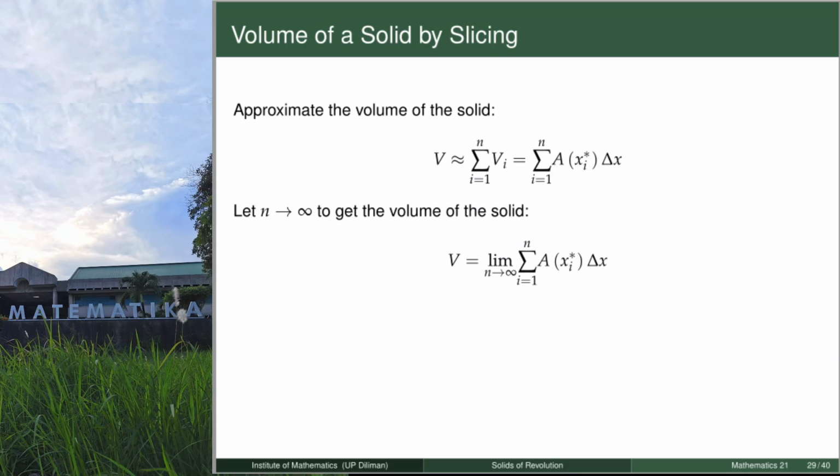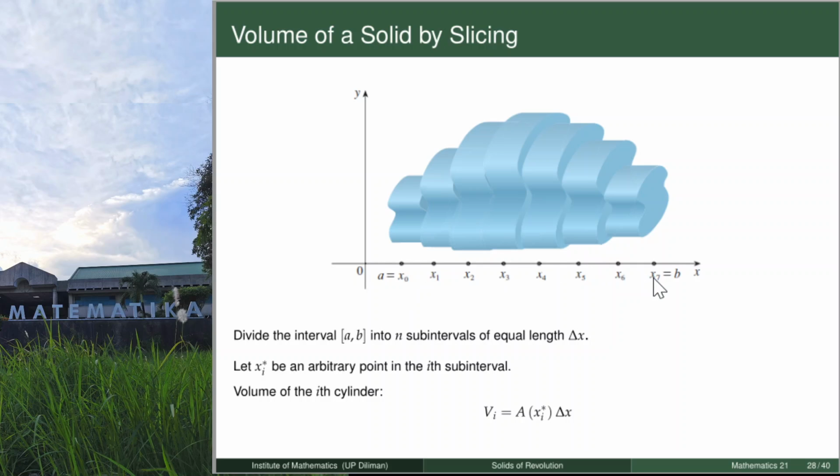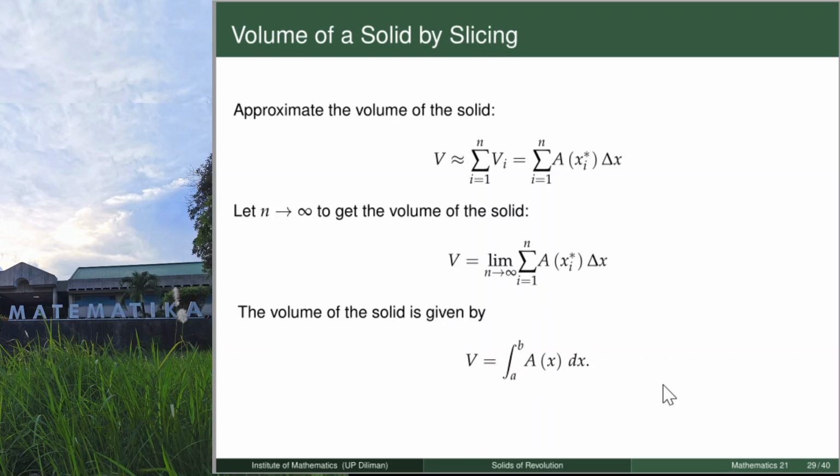And thus, the volume of the solid is given by the definite integral of A(x) dx from a to b, where [a, b] is the interval covered by the solid in the axis that we sliced, in this case, the x-axis. Again, if we slice the y-axis instead, then we will get delta y, meaning in the integral, we will just get A(y) dy, and the interval must be in the y-axis as well.